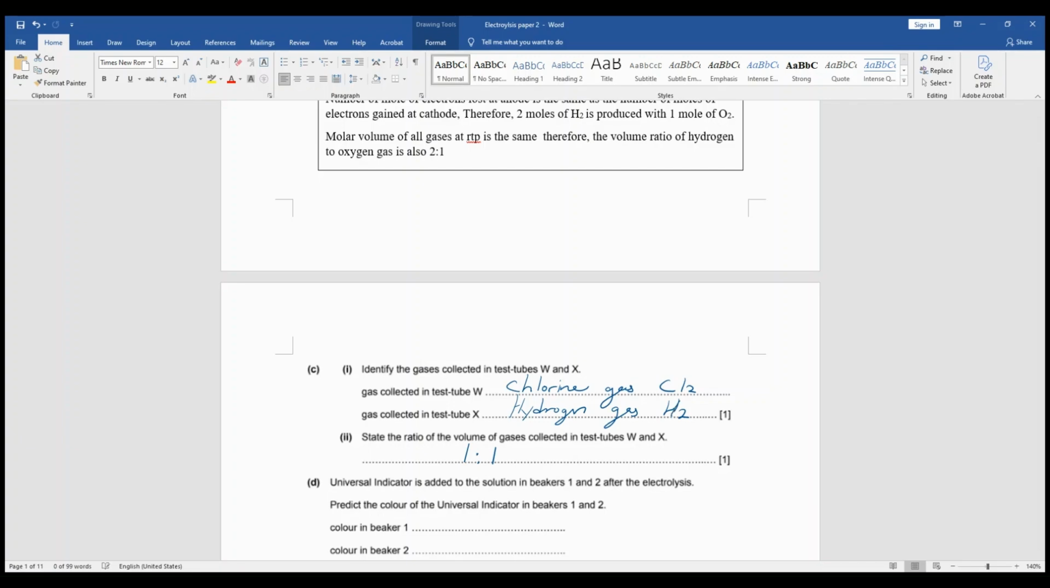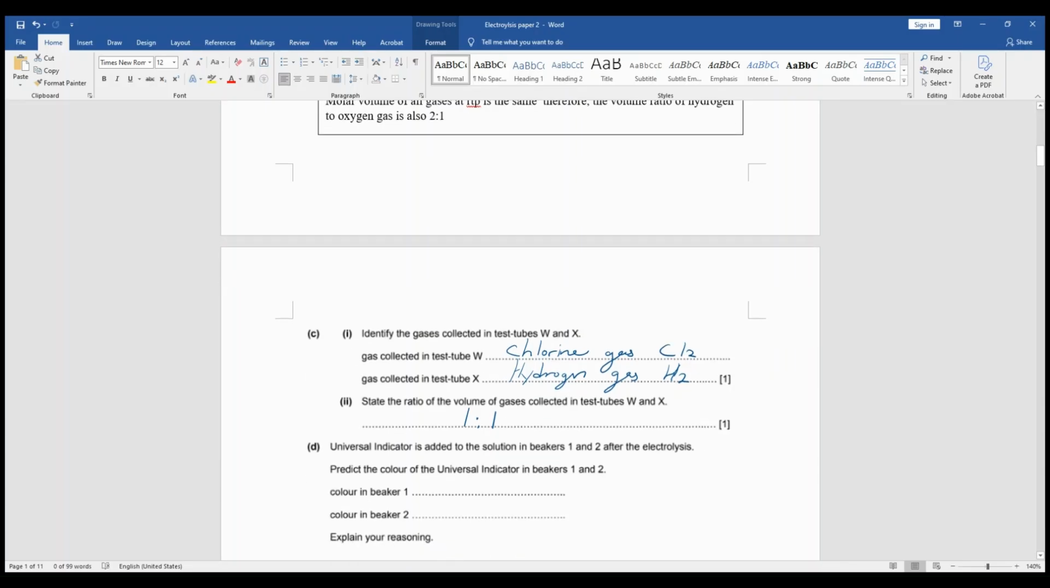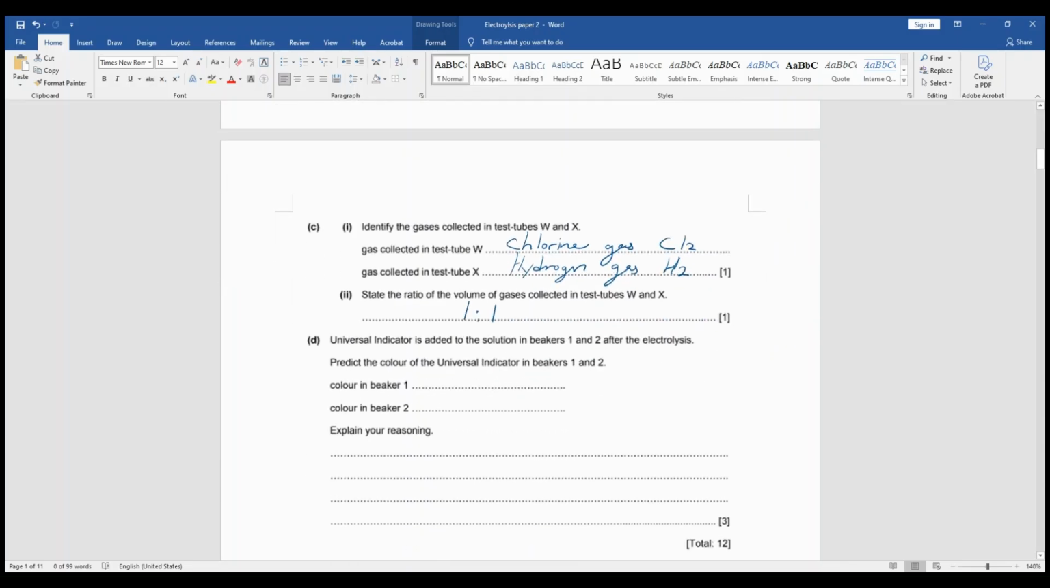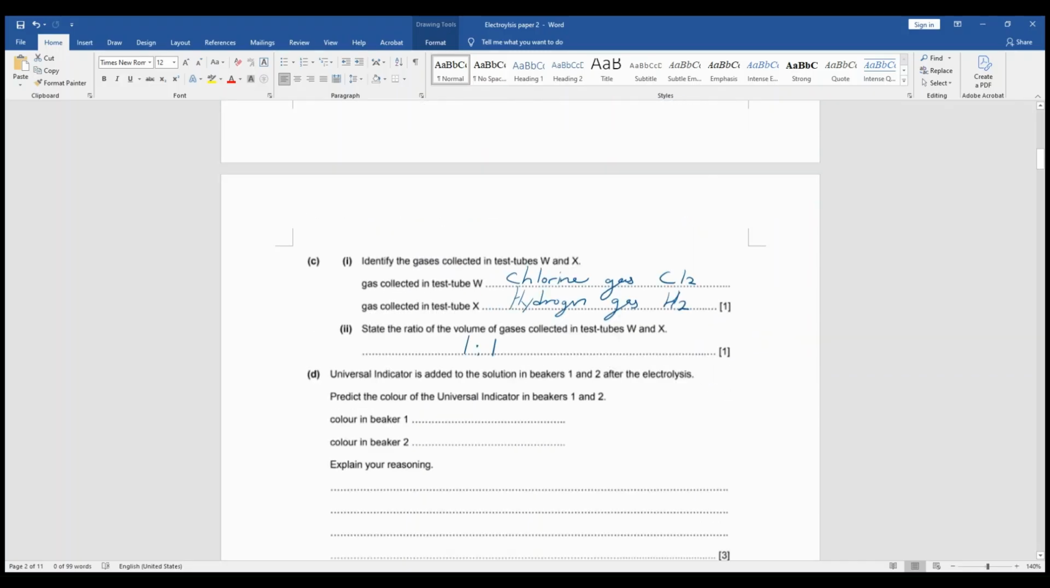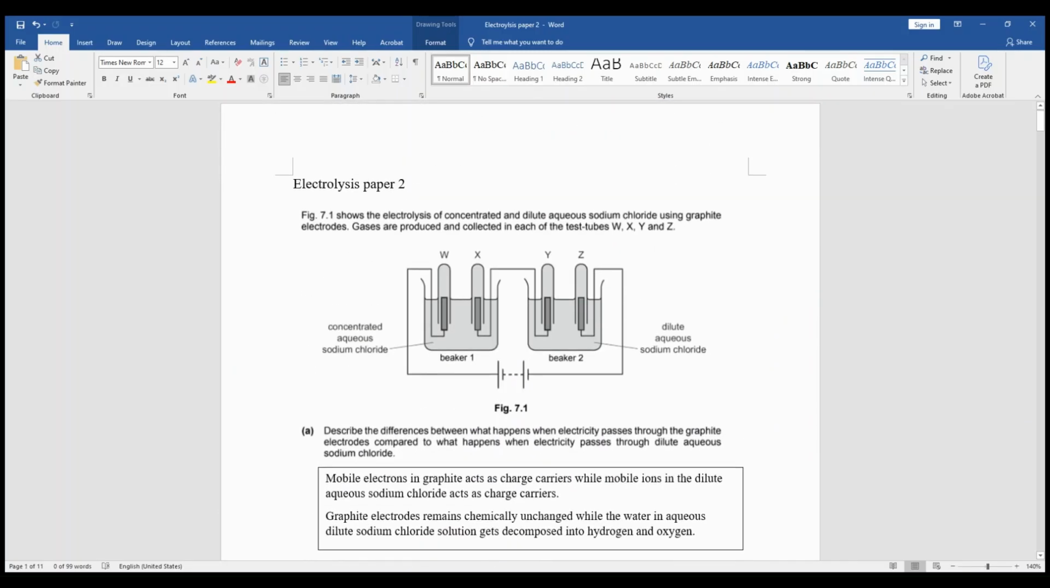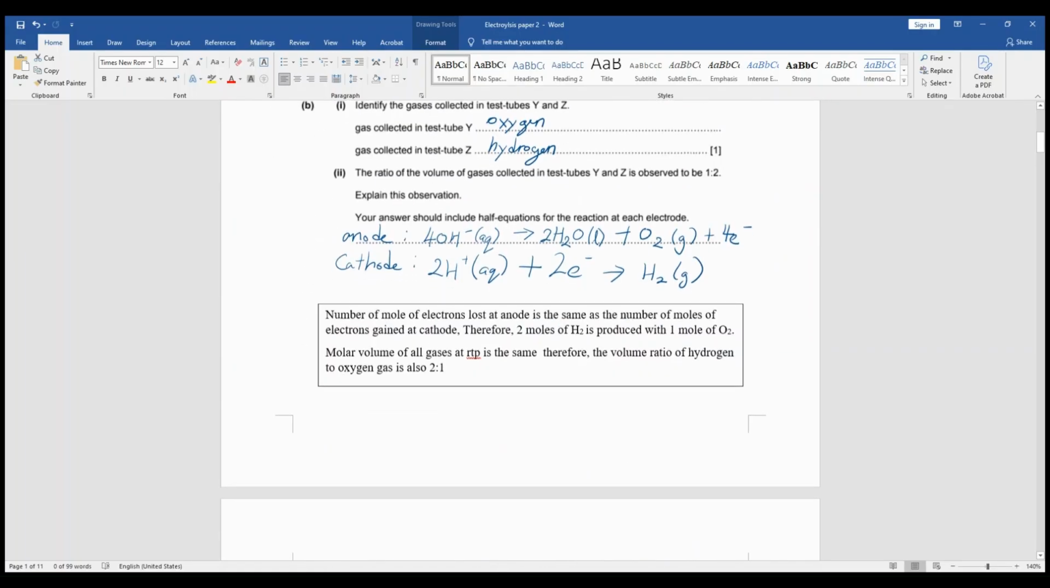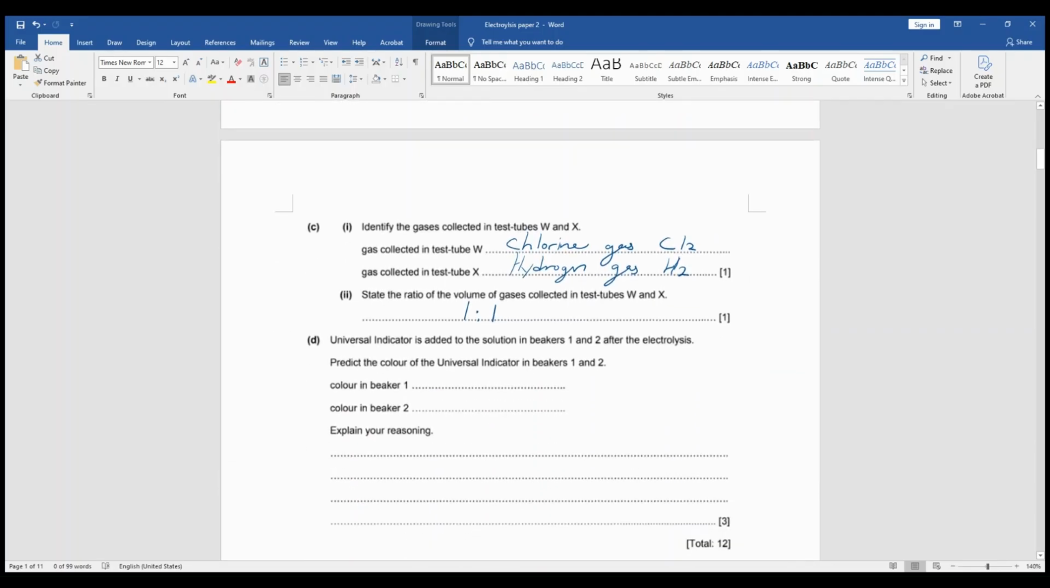A universal indicator is added to the solution in beaker 1 and 2 after the electrolysis. Predict the color of the universal indicator in beaker 1 and 2. Okay, beaker 1, let's take a look. In beaker 1 there is no OH minus being discharged, but we have a lot of H plus being discharged. So what is going to happen? There's going to be an imbalance of OH minus compared to H plus. So that would make it more alkaline. Initially, it is neutral, but because there's an imbalance, as more H plus is being discharged, it will be imbalanced. So it's going to be violet.